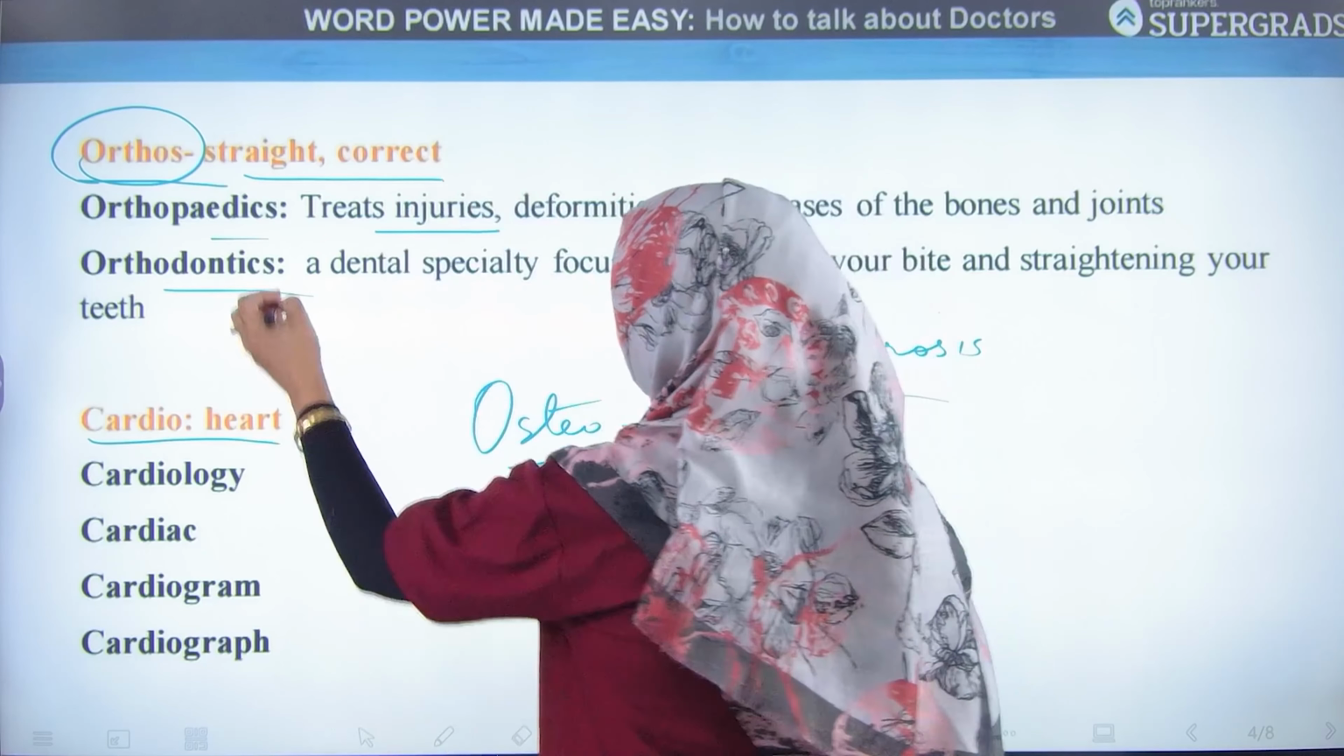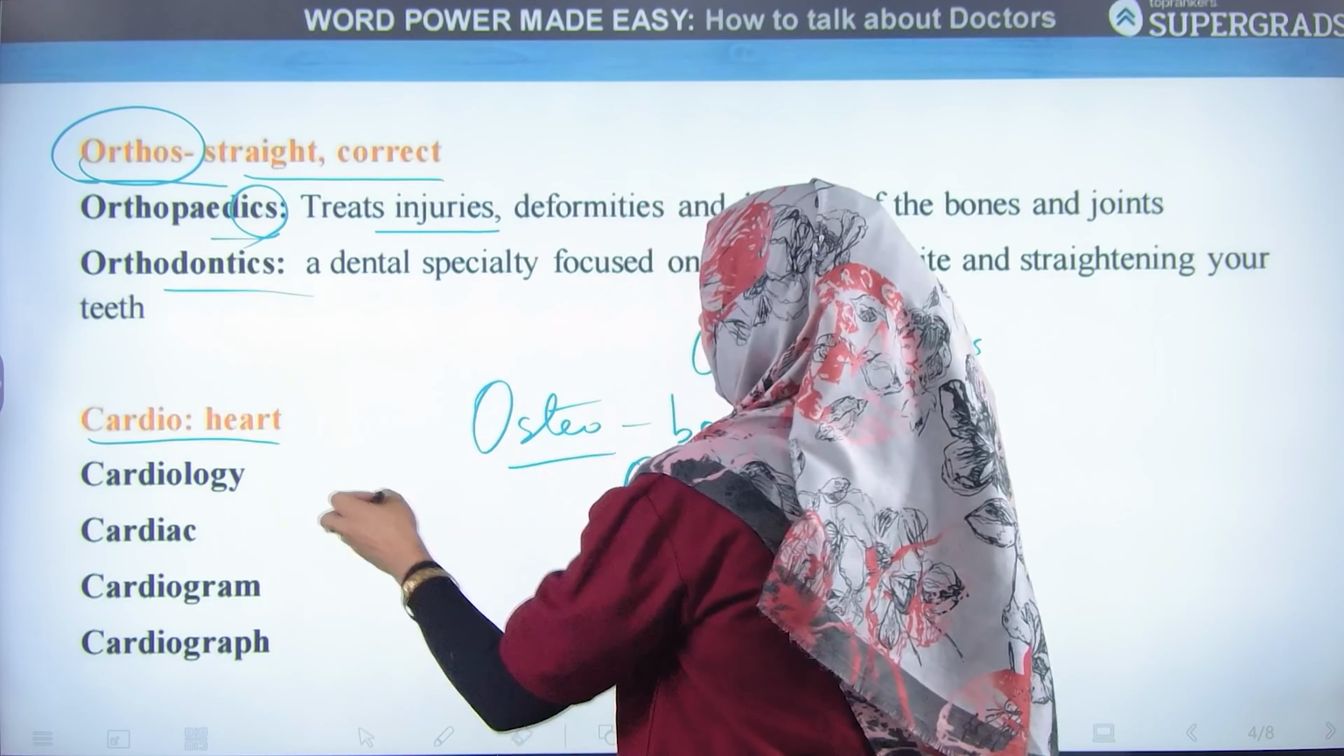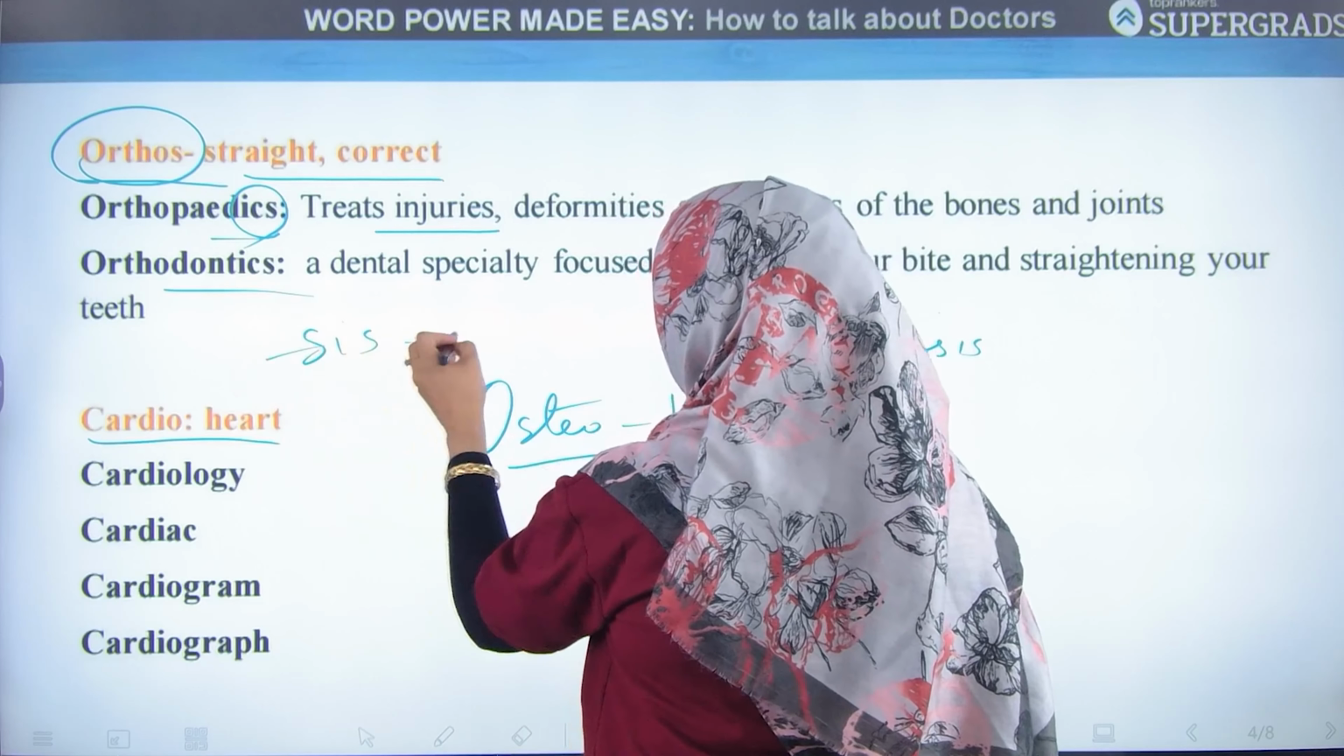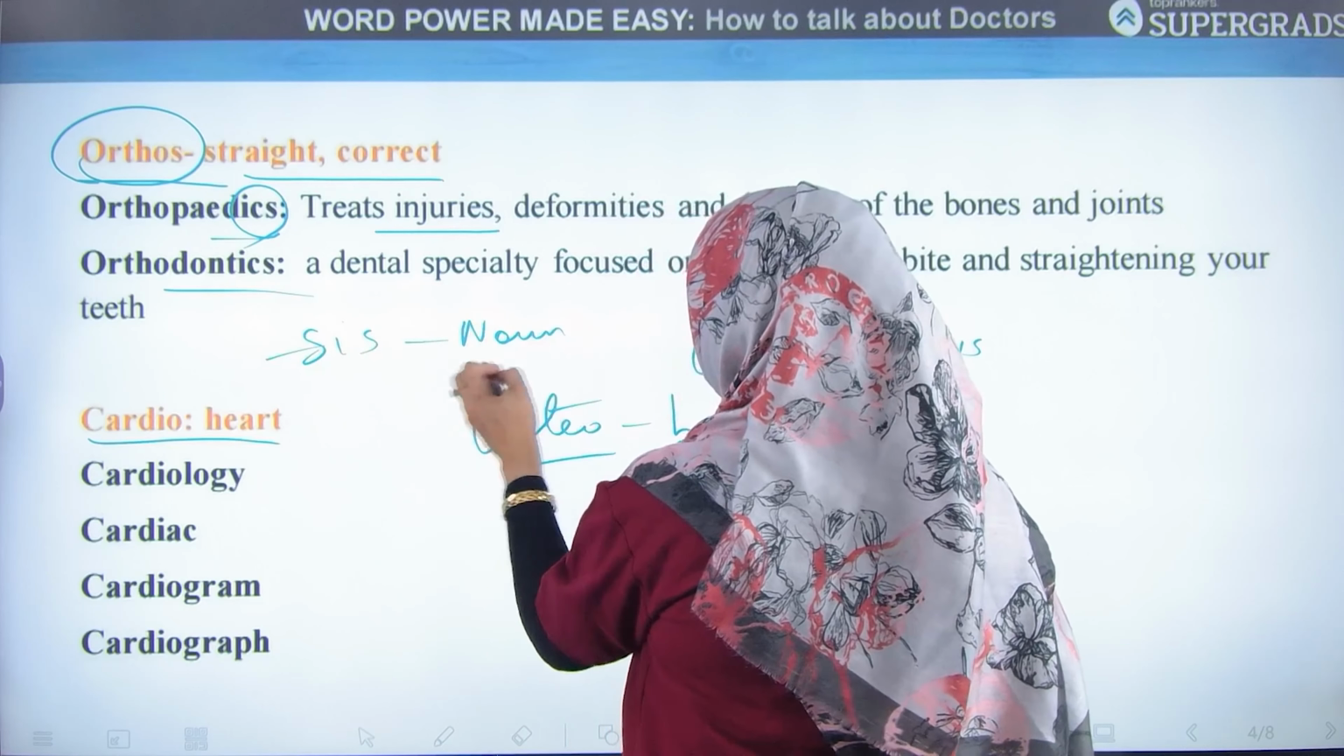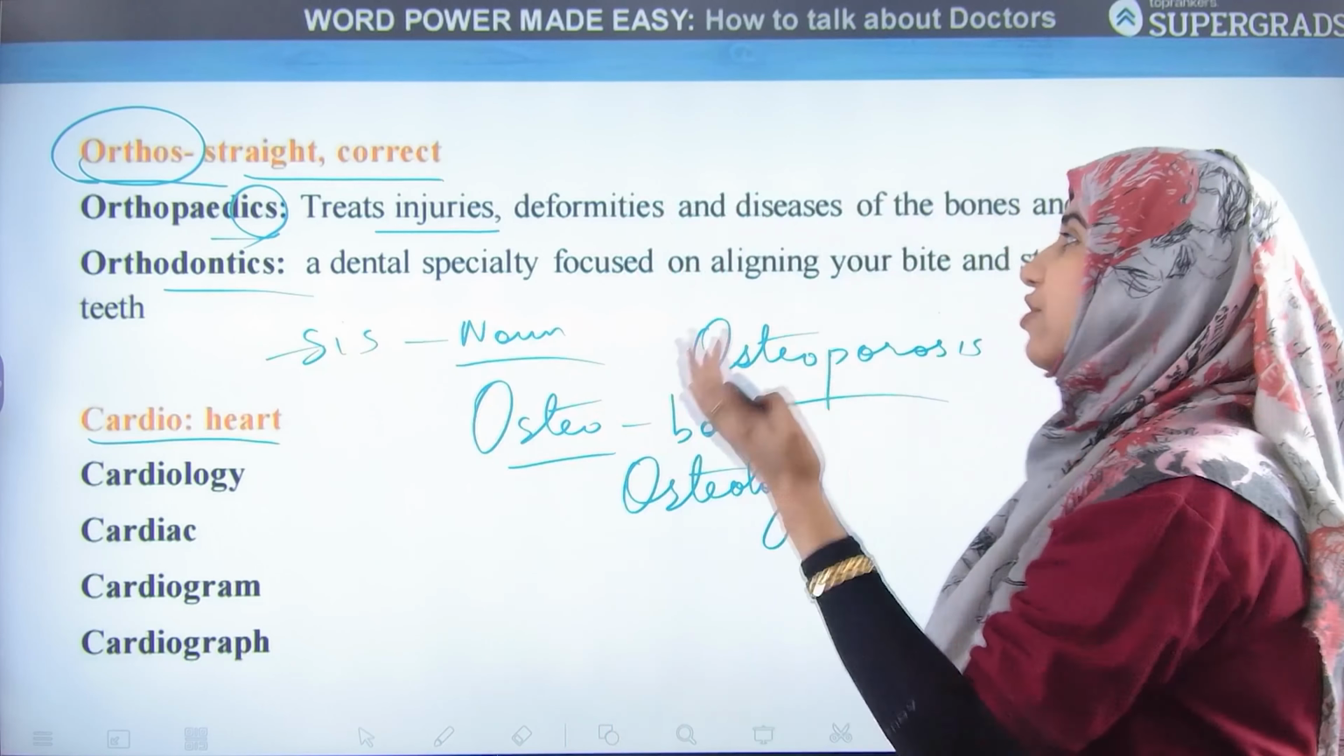So, orthopedics, these are often nouns. They talk about some conditions. Anyway, so orthopedics. Here it involves treatment of injuries, deformities, and diseases of the bones and joints. I hope you will remember that. And this was something that we discussed in the previous session, right? Orthodontics is very interesting. I will tell you a very cute mnemonic for it. And I'm sure you will remember it really well with that mnemonic.